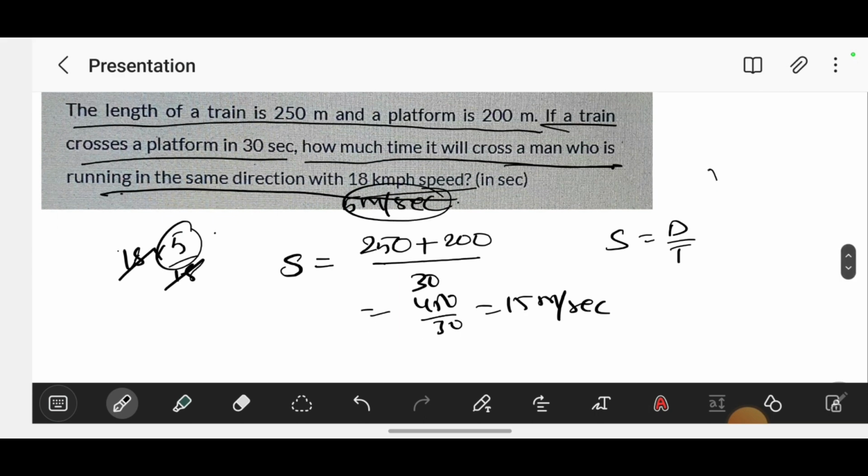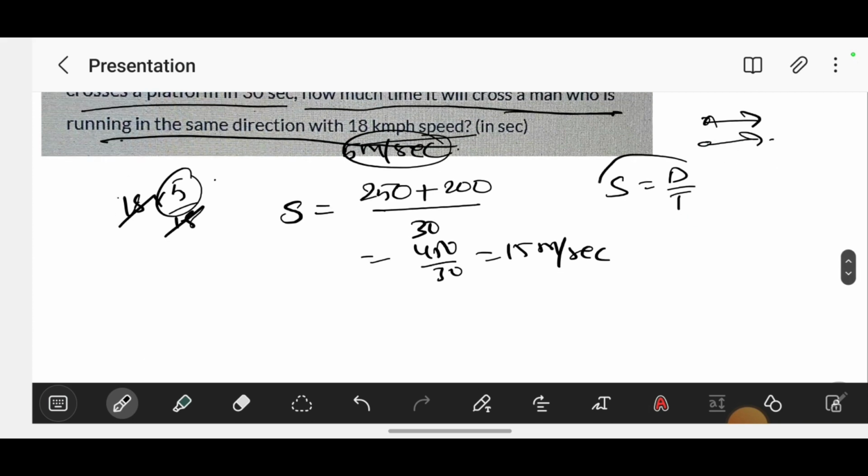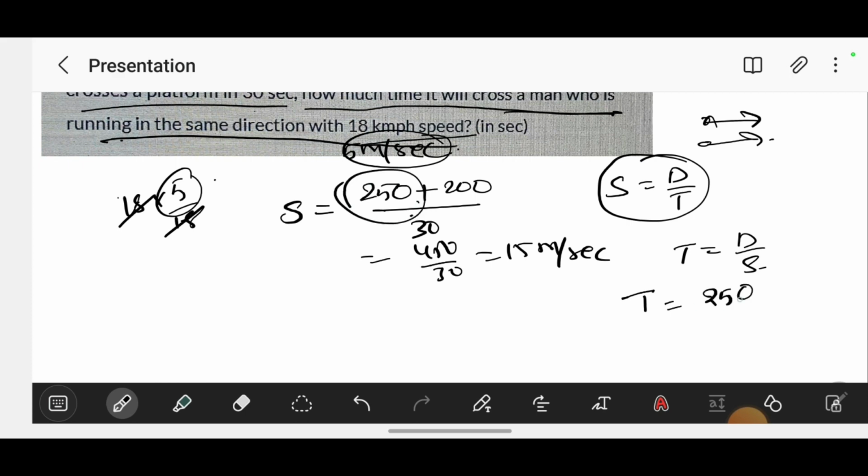So, and both are running in the same direction. So as speed equals distance by time, time equals distance by speed. So we have to calculate time. So time equals distance. What is the distance? Here only the train length is the distance. So 250 meters, because there is no platform mentioned there. So 250 meters, train length, 250 by speed.